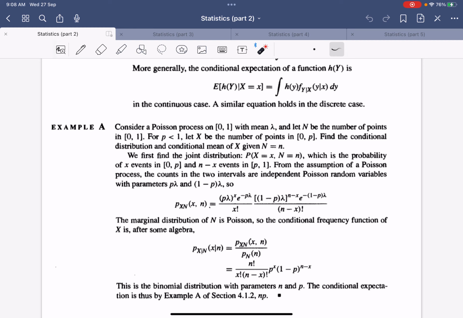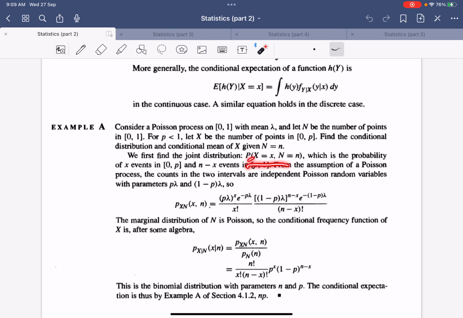One thing you can look at is this example where we are given a Poisson distribution and N is the number of points inside a given interval. We let X be the number of points from 0 to p and find the conditional distribution and conditional expectation when N equals little n. We first need to find the joint. The joint and marginal are easy to find. For the conditional, you just take the division of each.